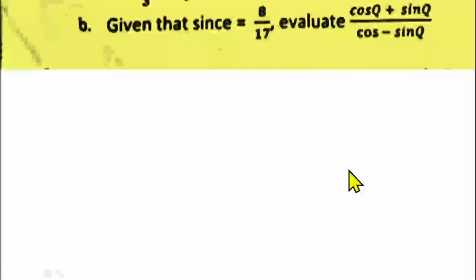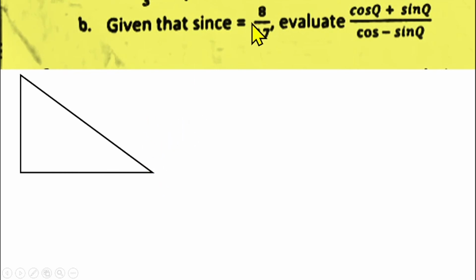Then question number 2b is from trigonometric ratio. Given that sine of an angle is 8 over 17, there's a typographical error here. Sine of an angle is 8 over 17. You have to evaluate cos Q plus sine Q over cos Q minus sine Q. Sine Q is equal to 8 over 17. So you draw your triangle and you supply this information in your triangle.